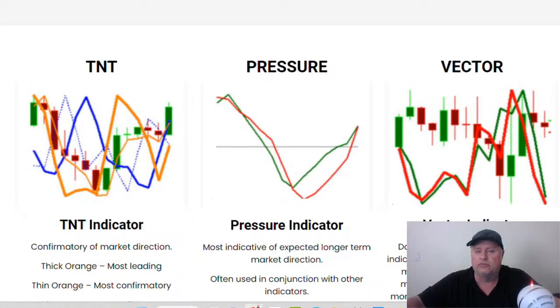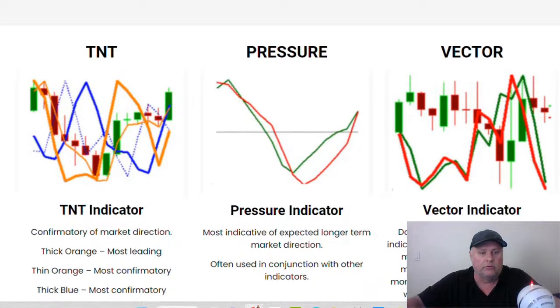How does Forex trading work, really? Well, with the proprietary indicators that we're going to show you, Trade Our Money is going to help you understand how you're supposed to start trading, and what indicators you're supposed to follow to the letter. These are some of those indicators. We call them the TNT indicators, the pressure indicators, and even the vector indicators that we get into in more advanced trading. And in the next video, you're going to see examples of the trades that we make consistently.